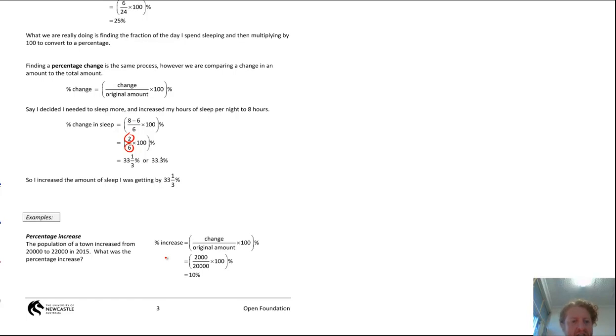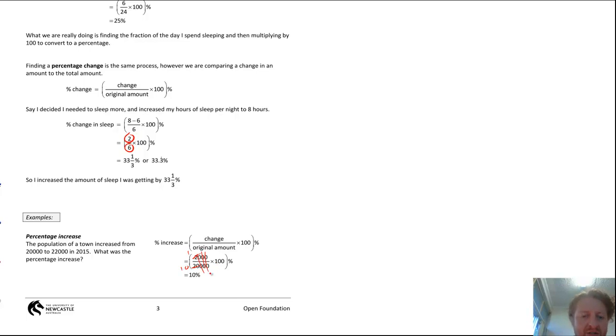So here's an example, percentage increase, so that's a percentage change. All I want to know is I want to put the change on top and the original on bottom and times by 100. This population of a town increased from 20,000 to 22,000. Hence the change is 2,000. Big minus small. The original amount was 20,000, so that's what goes on the bottom. And 2,000 on 20,000, if I cancel some zeros, is the same as 2 on 20. It's the same as 1 on 10.